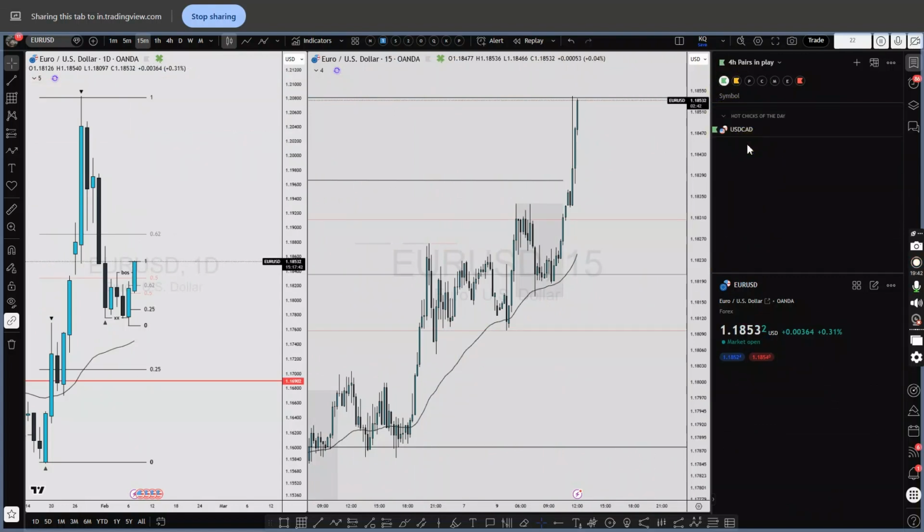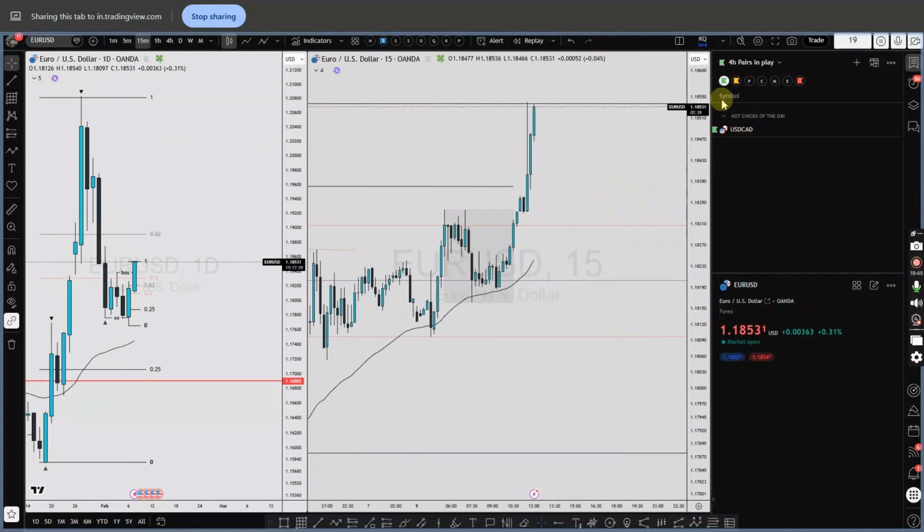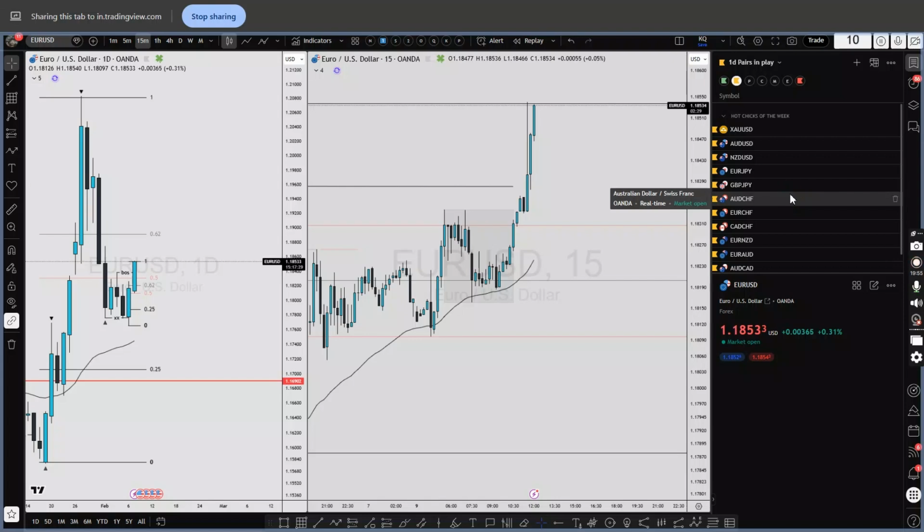I have USD CAD in my watch list for the daily intraday setup. I'm looking for a short here, and I have these pairs in my watch list. For the majority of the pairs, I'm just in waiting mode. I'm just waiting for more price action to unfold.